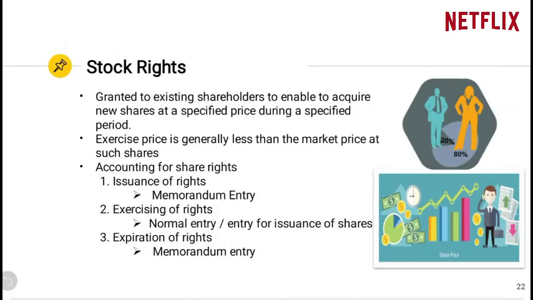Stock rights. So, stock rights are granted to existing shareholders to enable to acquire new shares at a specified price during a specified period. So, when it comes to accounting for share rights, in issuance of rights, it is a memorandum entry. When exercising of rights, it is normal entry or entry for issuance of shares. And when it comes to expiration of rights, it is memorandum entry.